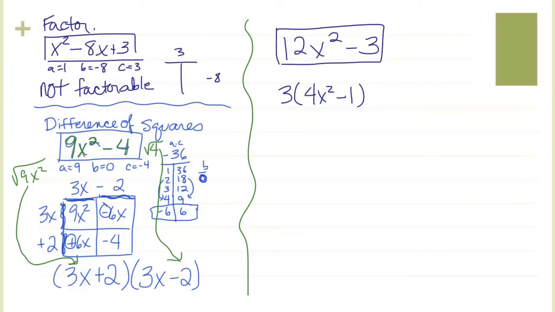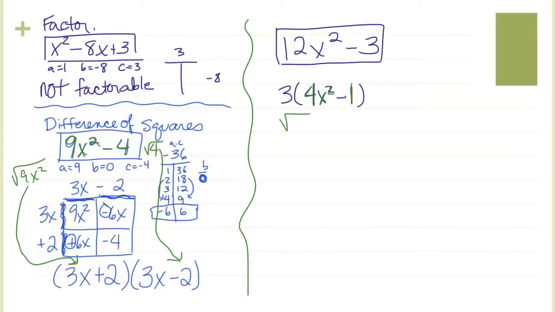Let's double check that. 3 times 4x squared is 12x squared. 3 times negative 1 is negative 3. So we factored that correctly. Remember, we just leave that 3 until we're down at the very end of our answer. And now we're just looking at these guys, and notice 4 is a perfect square. This is, of course, a perfect square because it's got a square on it. And don't forget about 1 being a perfect square.